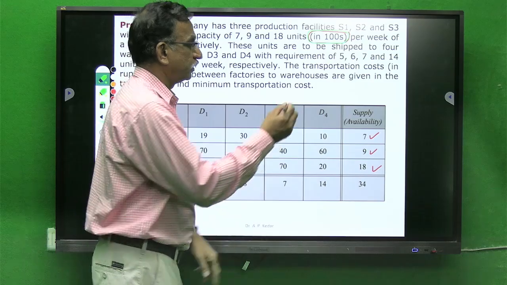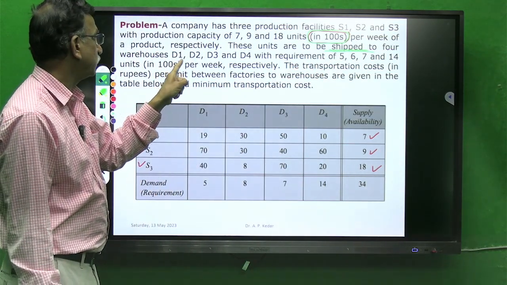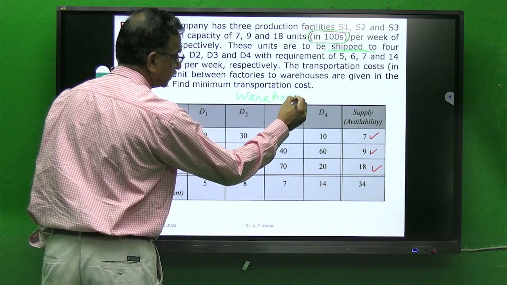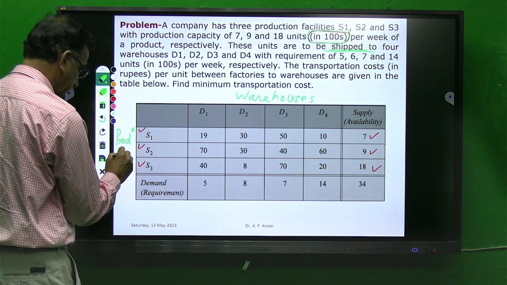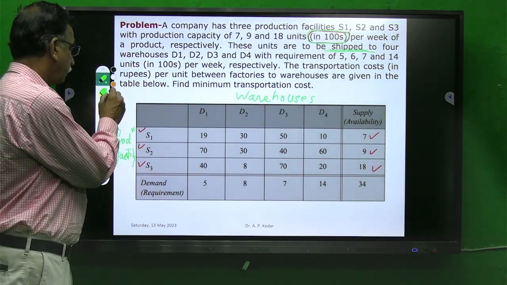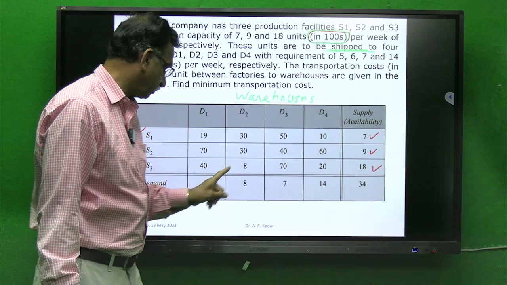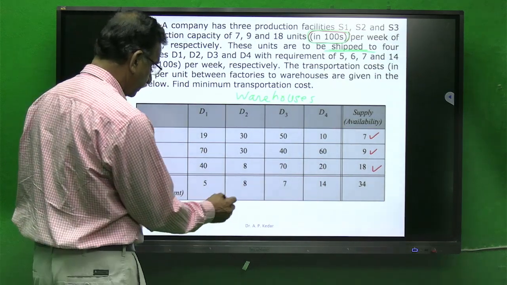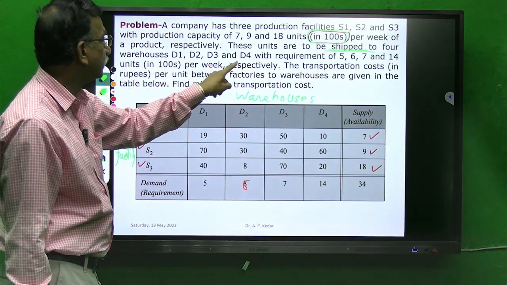These units are to be shipped. The meaning of shipping is to be transported, to be transported to 4 warehouses, D1, D2. So here these are warehouses, and these are production facilities: row wise production facilities and column wise warehouses. Now D1, D2, D3 have requirements of 5, 6, 7, 5, 6, 7, 14. So it has to be 6, 5, 6, 7 and 14 units per week respectively.